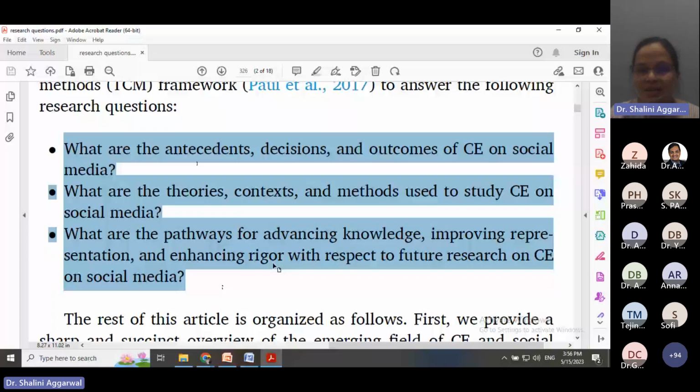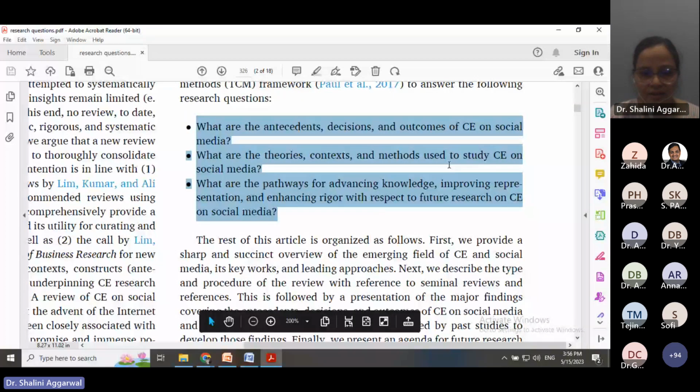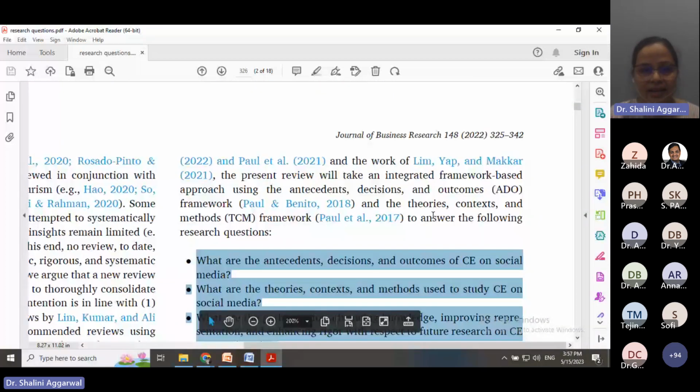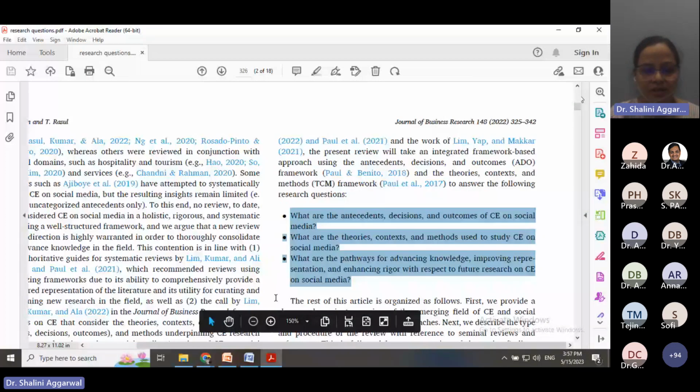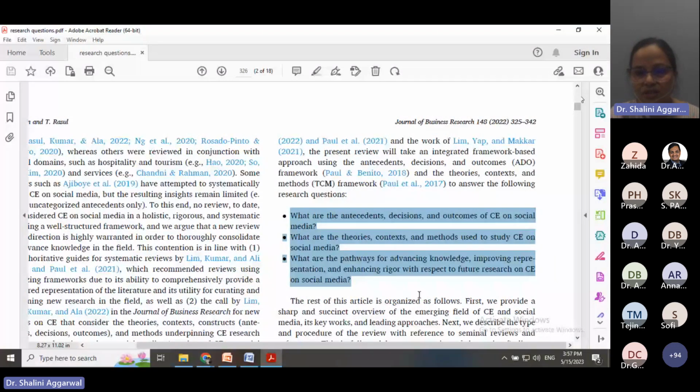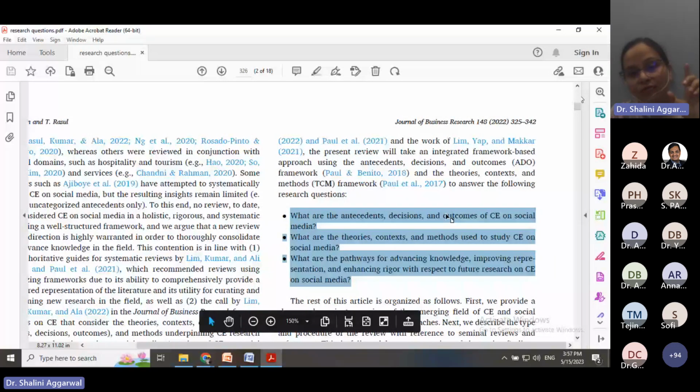Just look at this. This is the introduction. Let me take you to this. This is the introduction of the paper, right? So in the introduction, you have to discuss the research question. You have to decide the research questions before starting, right? So this is the most important step.